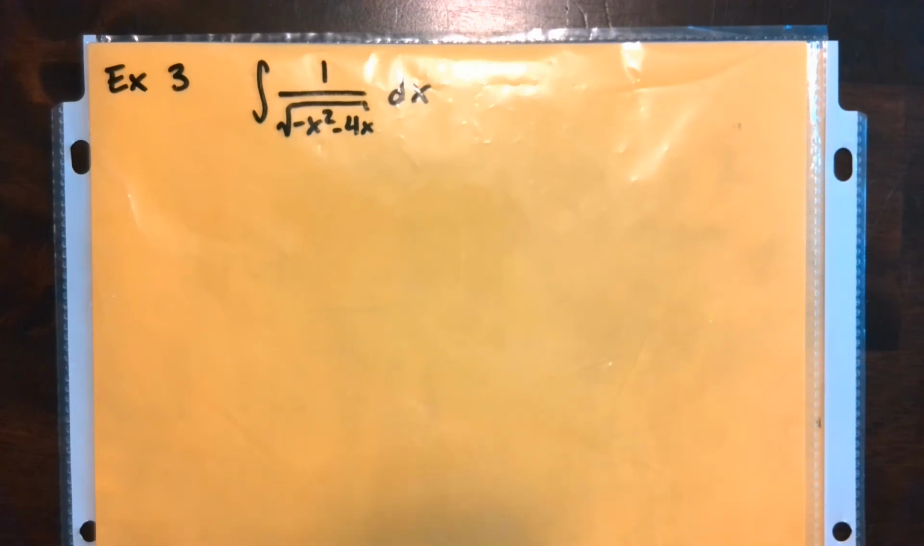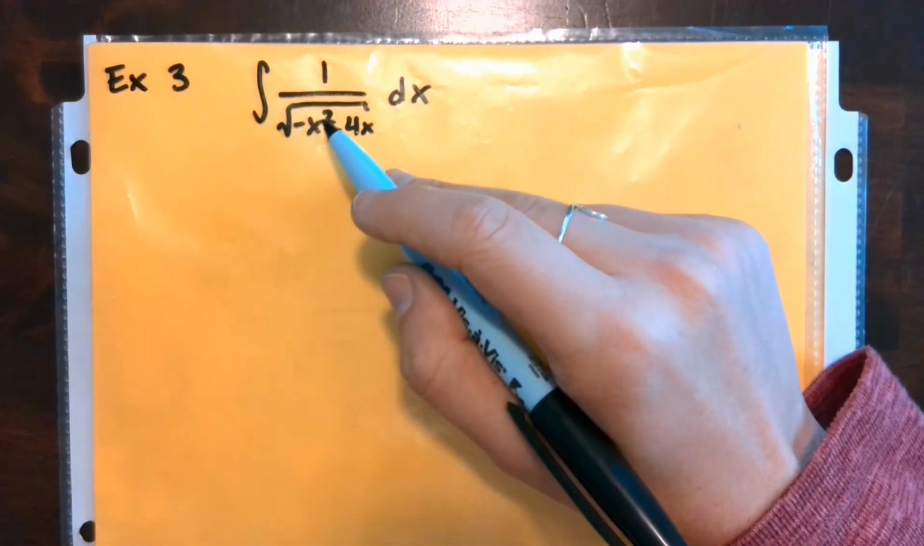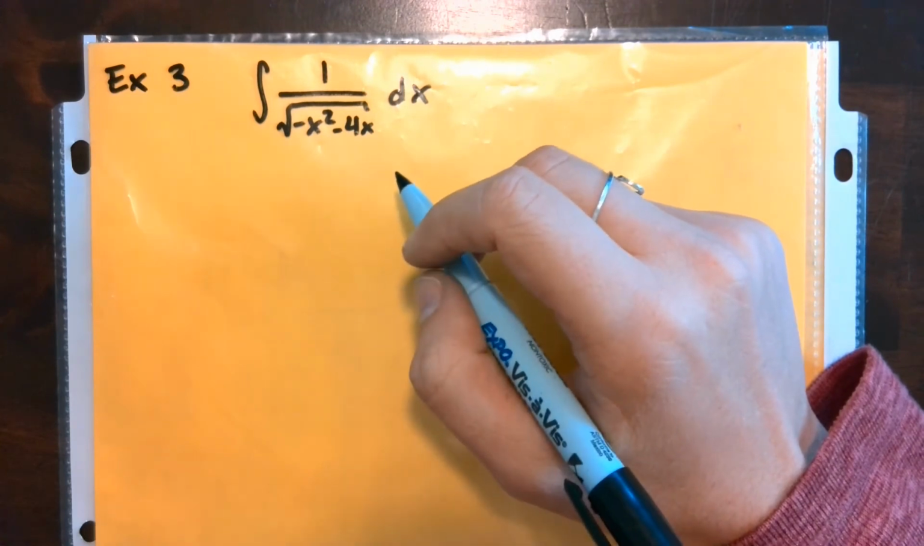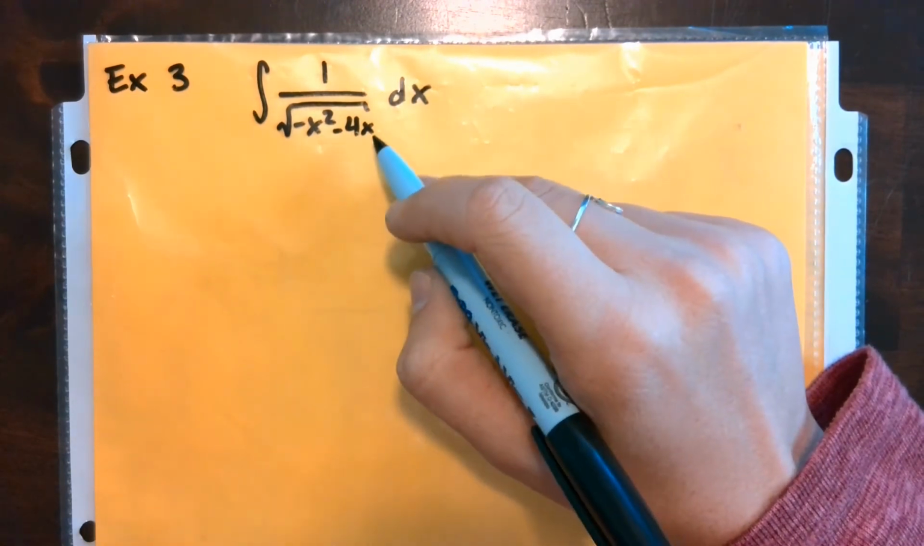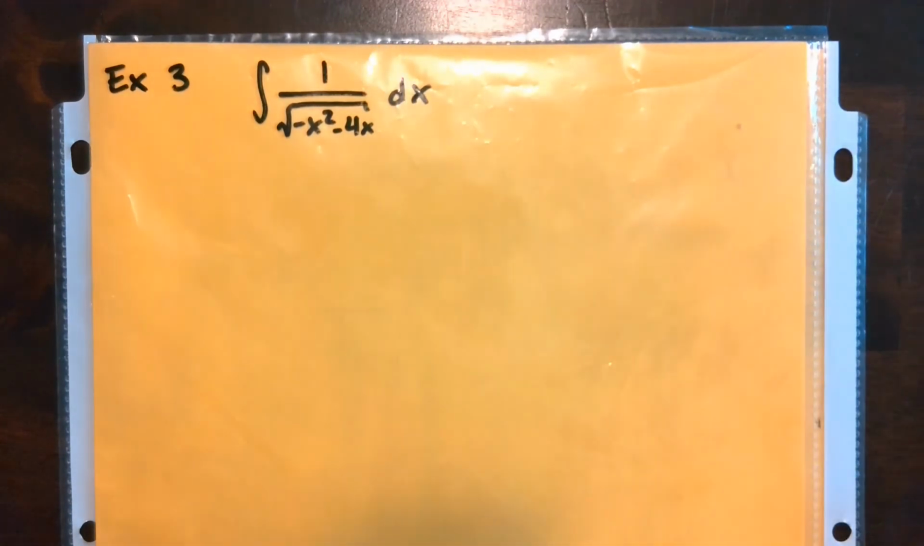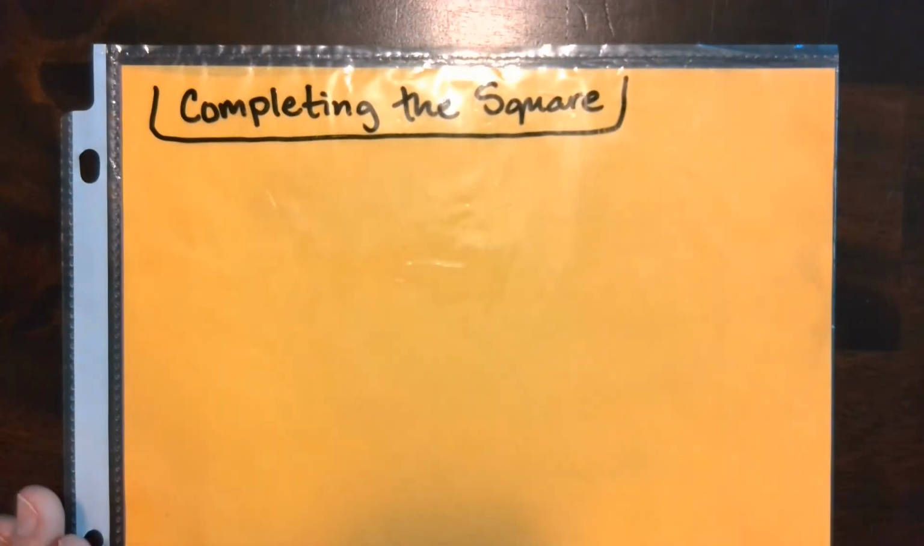For our last example, we're going to need a little bit more manipulating before we can take the integral. So notice on this one that I don't just have one function squared and then minus a number squared, or a number squared minus a function squared, because this all has x in it. I don't have anything quantity squared. So before I can actually integrate here, I'm going to need to complete the square.